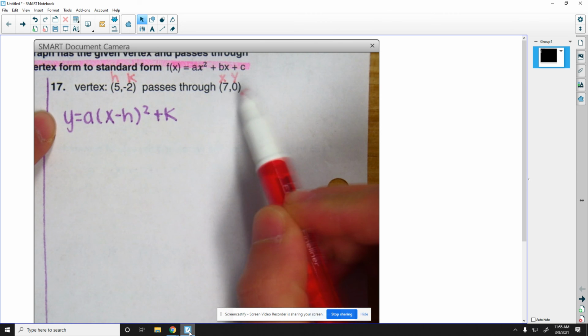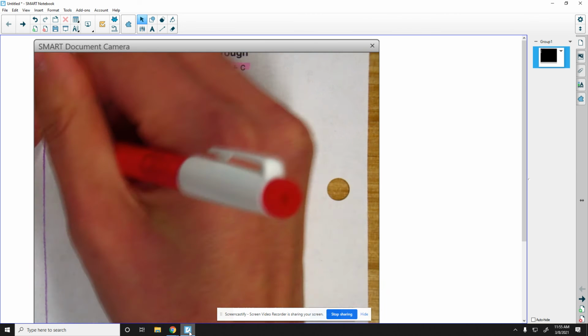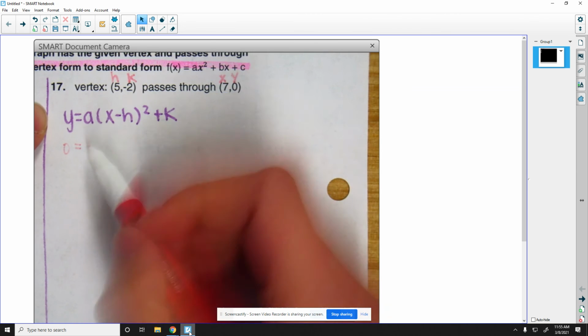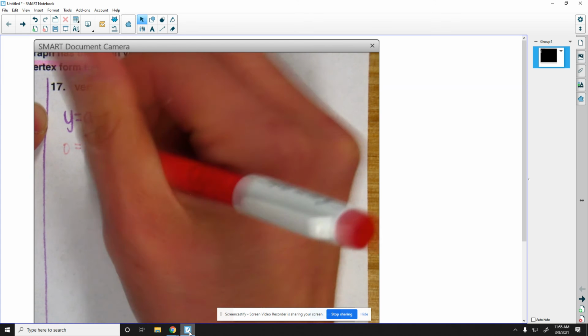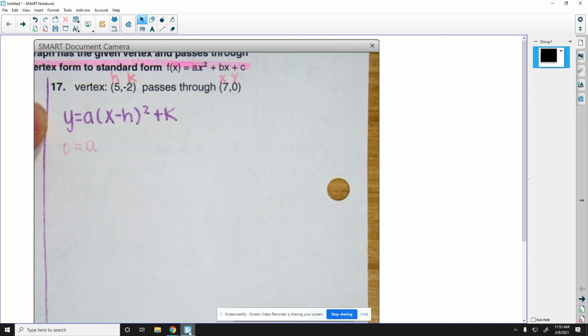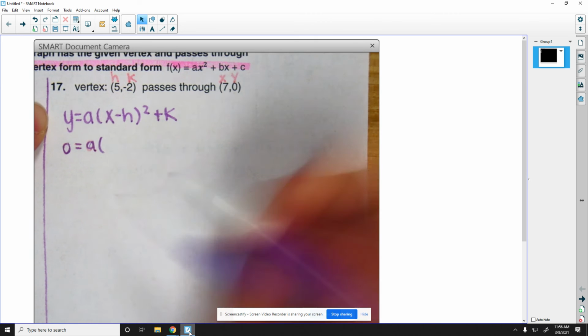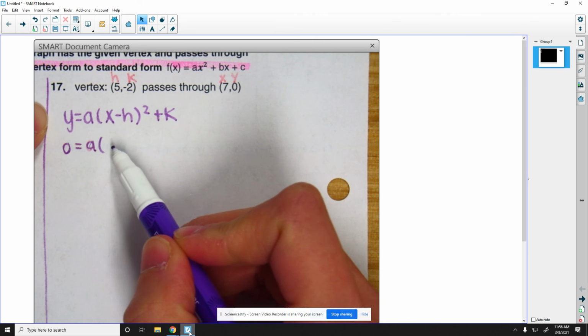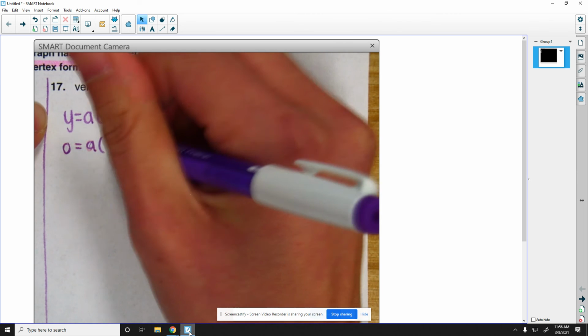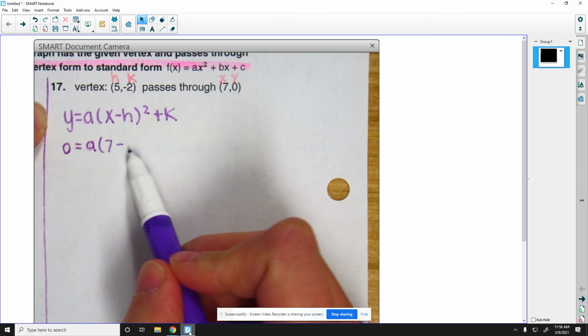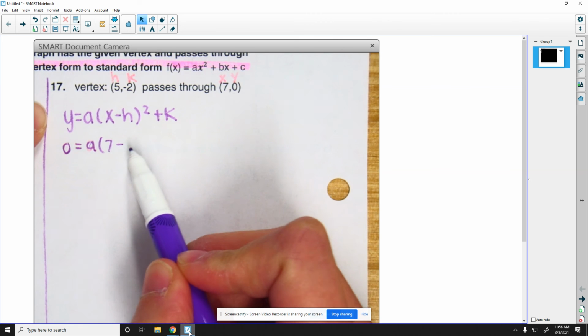0. Thank you. Do you see how y right here says 0? So you're doing 0 equals, somebody else online. Oh, wait, hold on. Not yet. A. I don't know A, so write A. I'm going to write this in purple. It's darker. Parentheses. Okay, somebody else online. What number is x? 7. Thank you. 7 minus, somebody else online. What do I write for h?